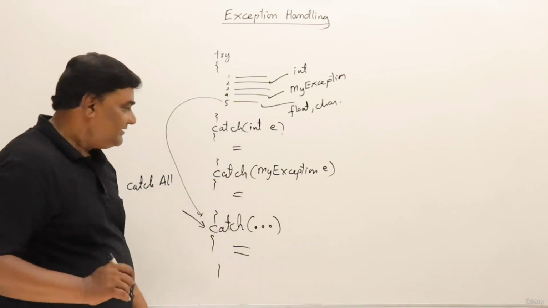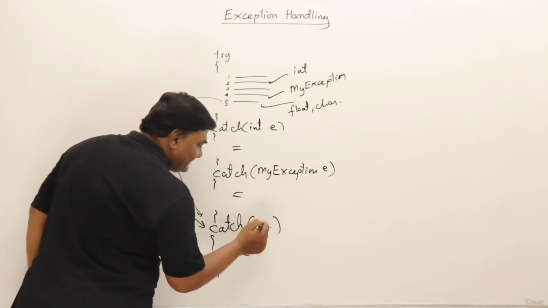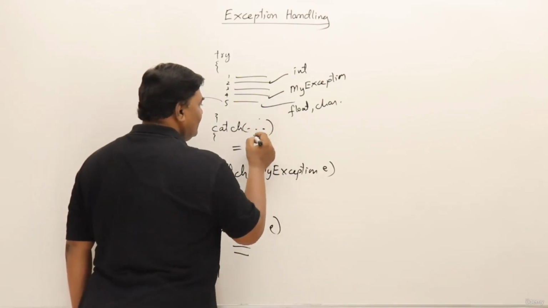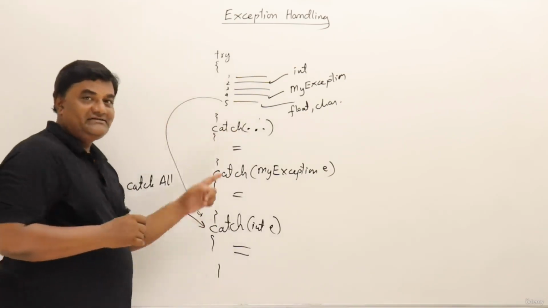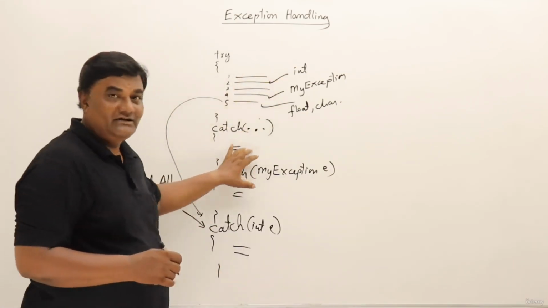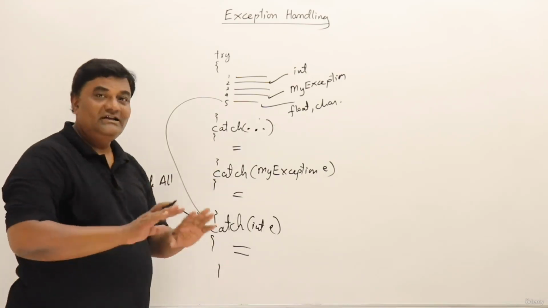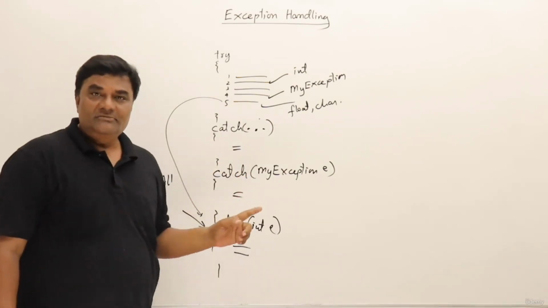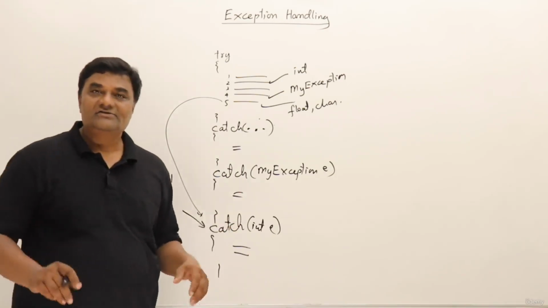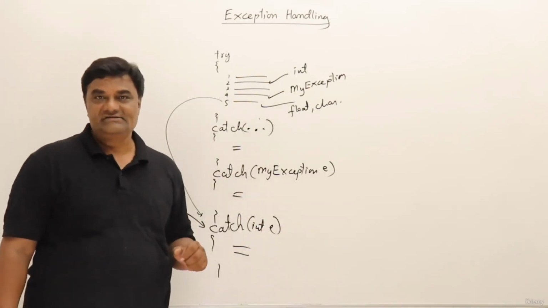Now one last thing. Can I make this as int and this as dot dot dot? No. If I say this as dot dot dot, then all the exceptions will be handled here only. These catch blocks will never execute. So the catch all block must be the last block. So that's it. So we have learned about multiple catches.